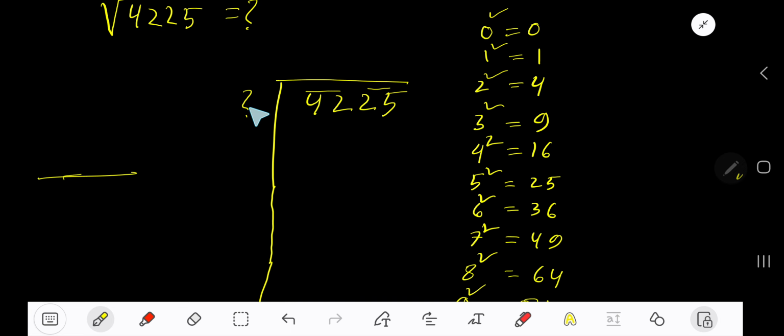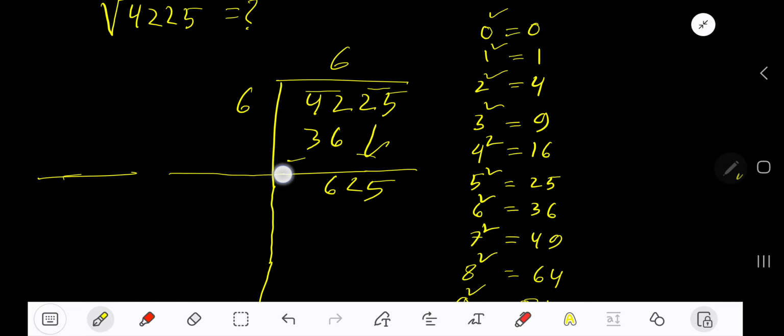Look, if you take 7, 7 squared equal to 49, which is greater, so 6 is correct. 6 squared equal to 36. So the same digit will come to the quotient also. 6 times 6, 36. Subtract, you are getting 6. Bring down the next pair.